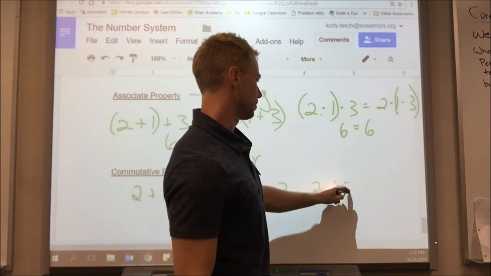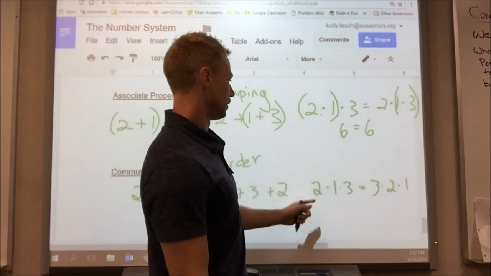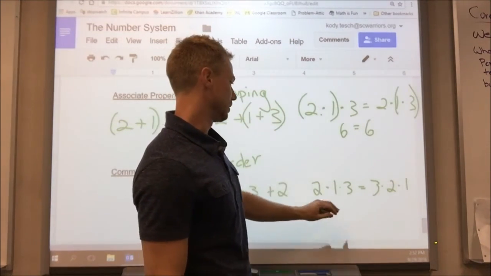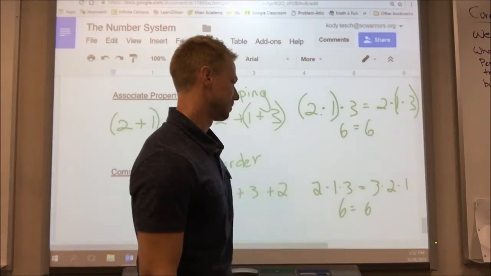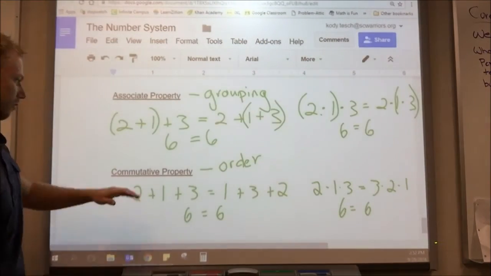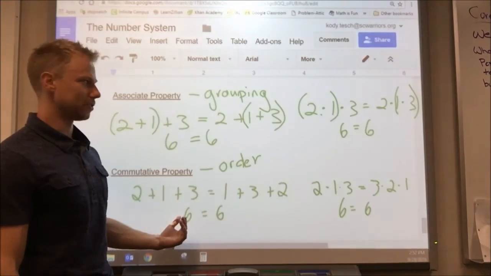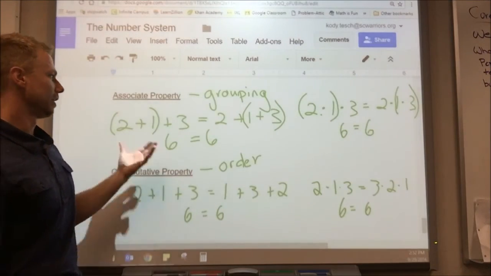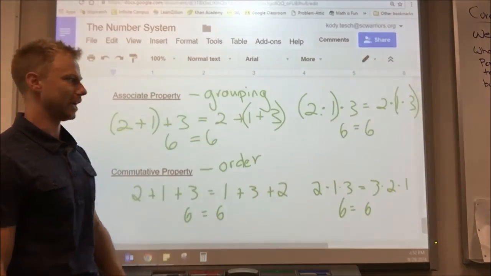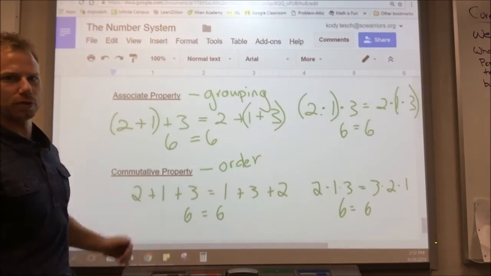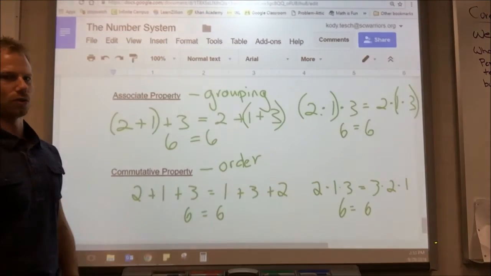2 times 1 times 3, and 3 times 2 times 1. 2 times 1 is 2, times 3 is 6. 3 times 2 is 6, times 1 is 6. So commutative property, I can put them in any order and I'll get the same answer. Associative property, I can group them any way and I'll still get the same answer. Okay? That only works with multiplication and addition. Subtraction and division is a whole other story.